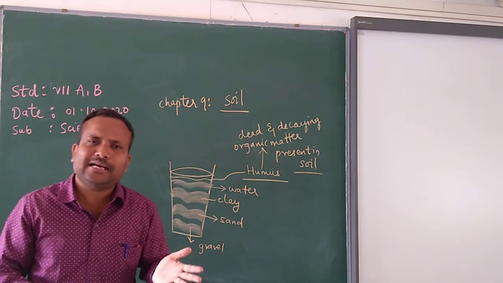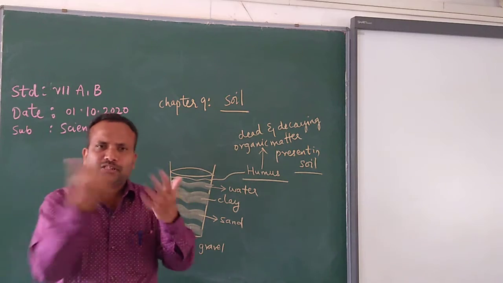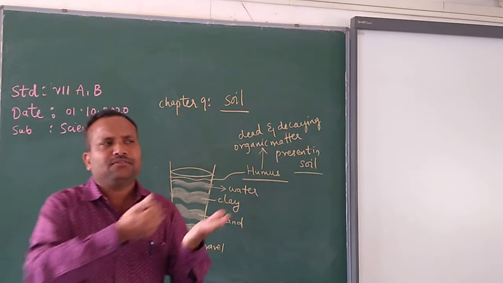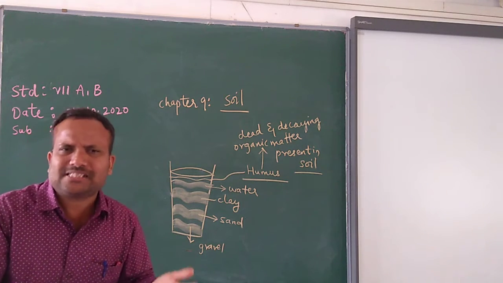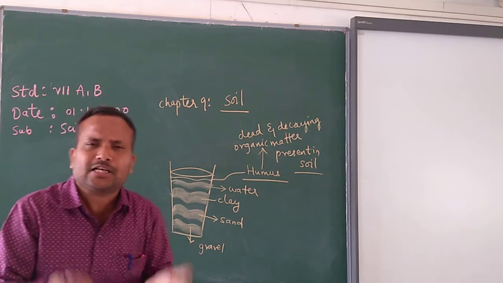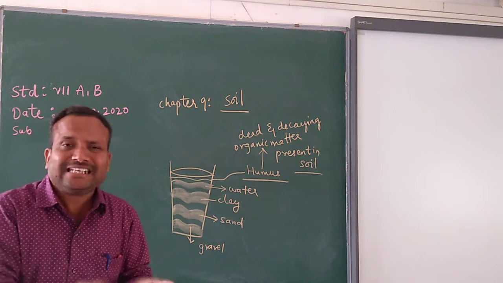Maybe the plant died, maybe the animal died, something, the food waste, vegetable waste, kitchen waste, vegetable cuttings, fruit cuttings, anything which is going to get mixed in the soil, which is going to get decomposed, which is going to get decayed in the soil.